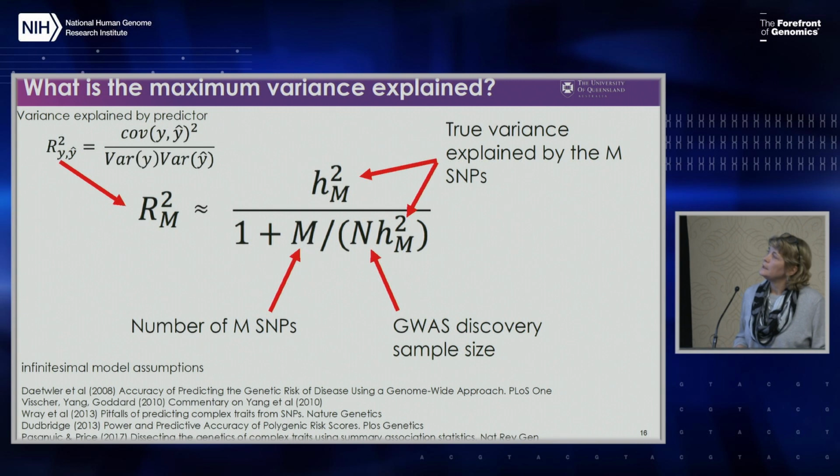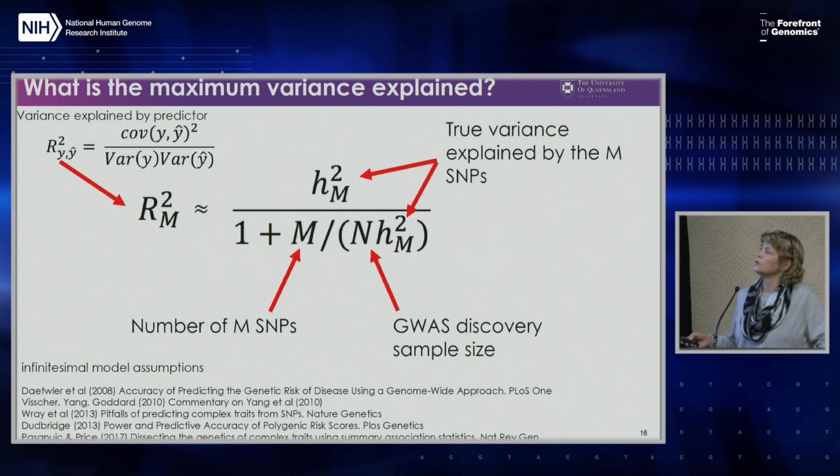So what I've got here is what I think is the most under-recognized equation in polygenic risk prediction. It was first introduced in this 2008 paper. It's been in many methodological papers, but I feel it gets a bit buried, and it's very important. This is the equation for variance explained in out-of-sample prediction. It's the square of the correlation. And what these papers have done is said, well, what do you expect this to be? If you make some infinitesimal model assumptions, you end up with this equation here.